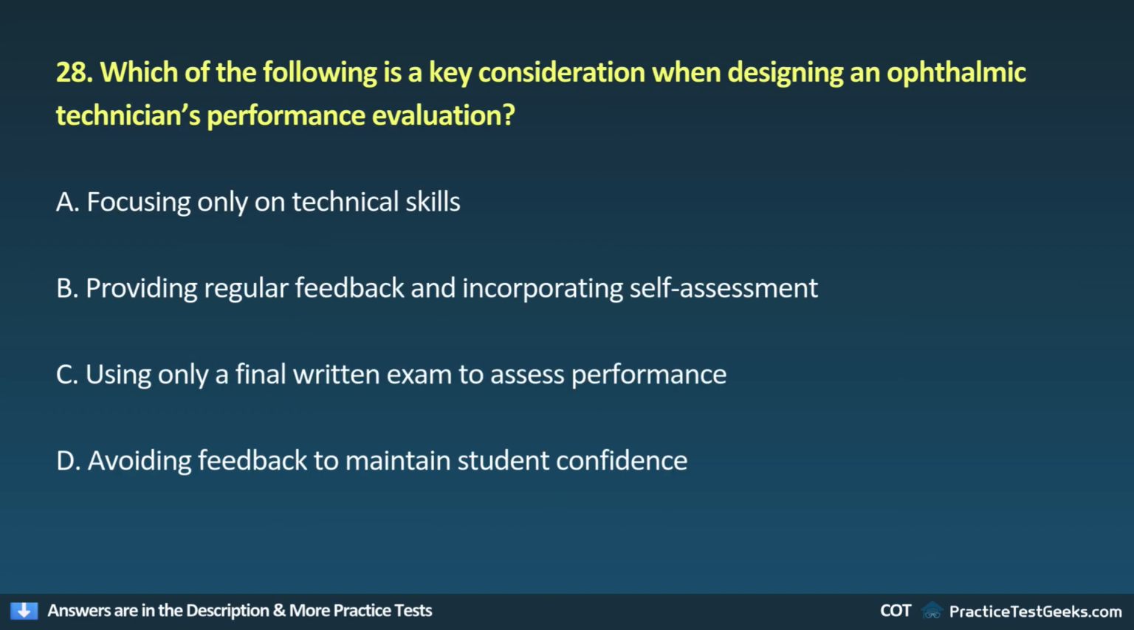28. Which of the following is a key consideration when designing an ophthalmic technician's performance evaluation? A. Focusing only on technical skills. B. Providing regular feedback and incorporating self-assessment. C. Using only a final written exam to assess performance. D. Avoiding feedback to maintain student confidence.